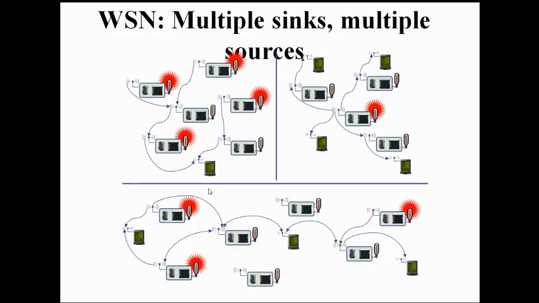Then we need to know what different types of scenarios we will have. Sometimes for a particular region there are many source nodes and only one single sink. In some cases, many sink nodes and only one source node. In some cases, many source nodes and many sink nodes. These are the three possibilities we have in a wireless sensor network.